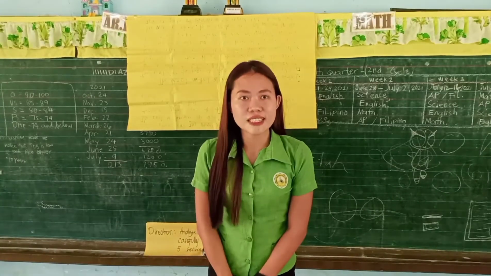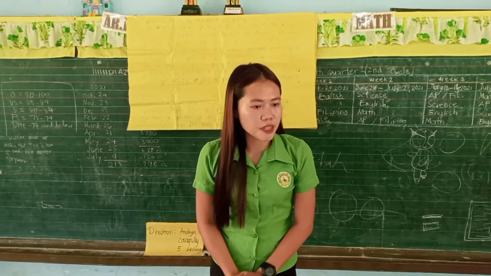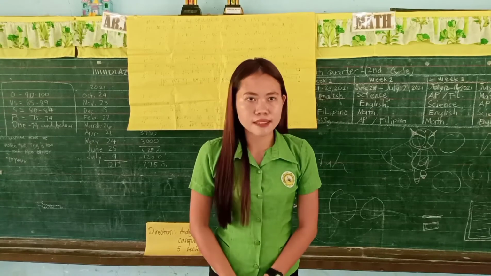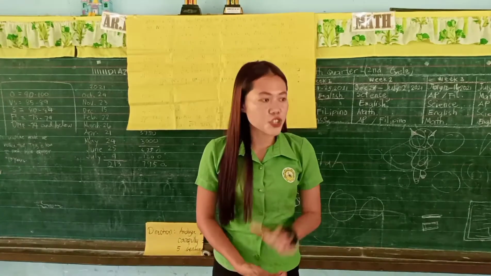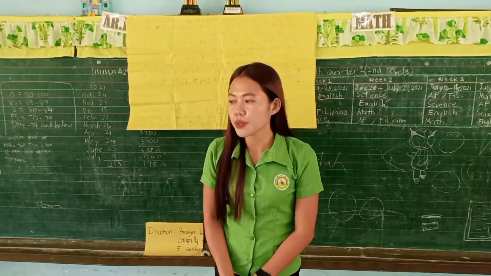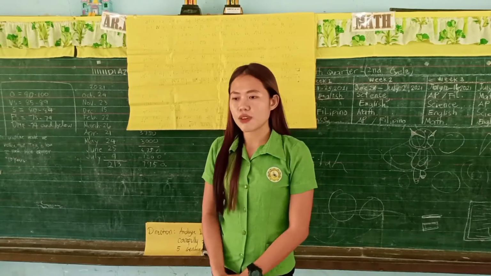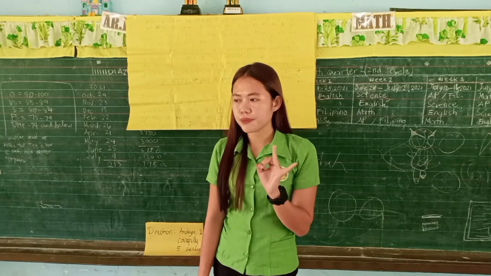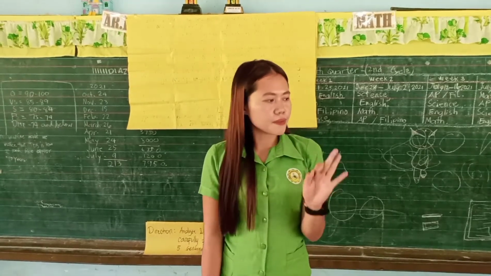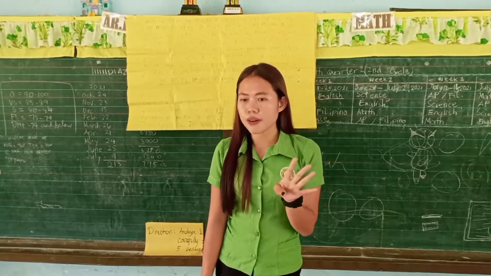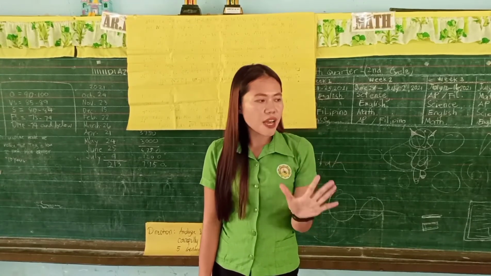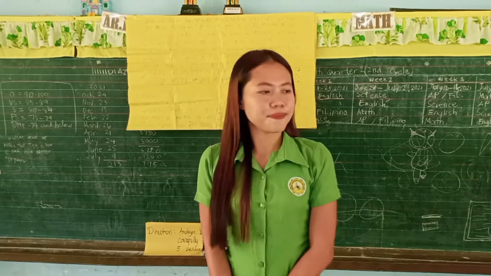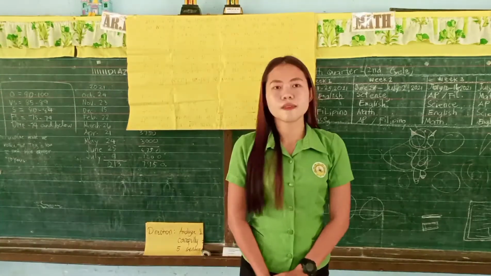Before you take your seats, please pick up some pieces of paper or wrappers under your chairs and put them in your garbage bag. And then arrange your chairs properly, and I'll give you 5 seconds to do that. Okay? 1, 2, 3, 4, 5. Okay, are all clean? Okay, very good. Take your seats.